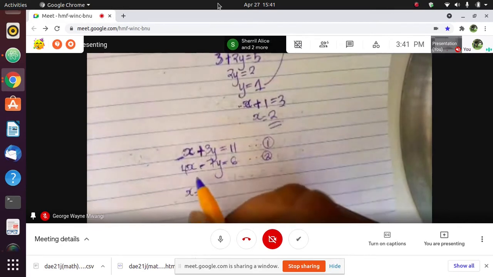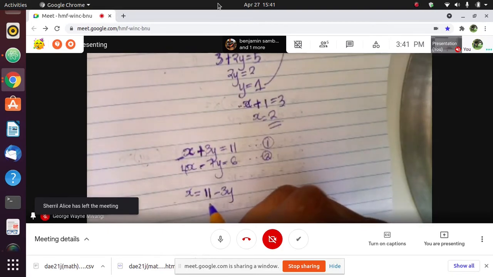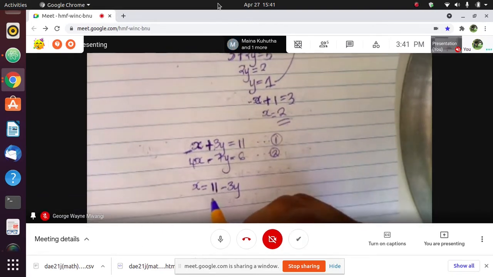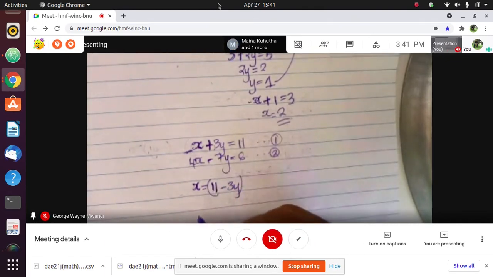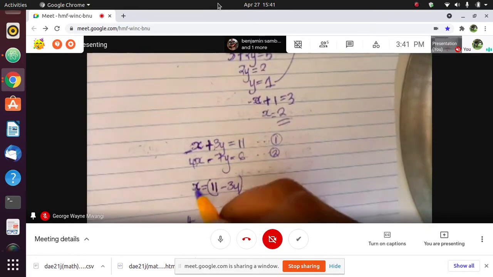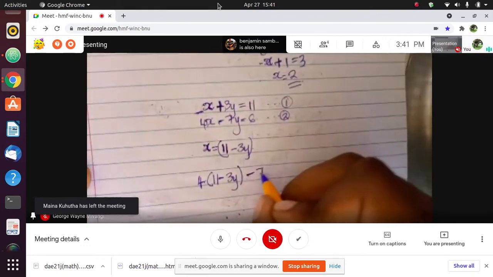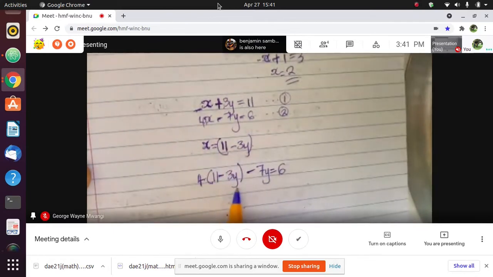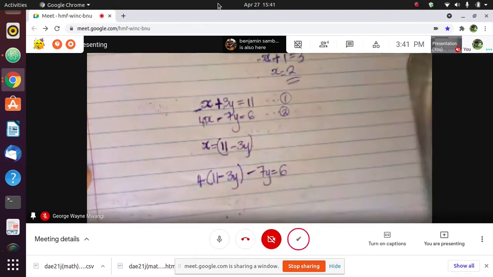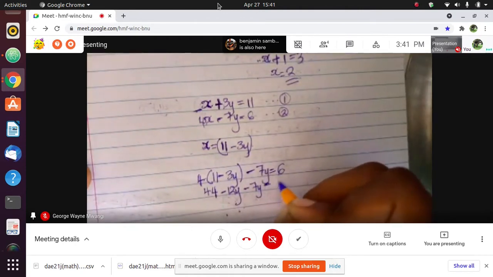When we make x the subject, x is 11 minus 3y. Okay? Are we together? Yes. Now, we get that x is equal to 11 minus 3y. We go to the second equation and we replace the value of x with 11 minus 3y. Therefore, 4 times 11 minus 3y, minus 7y is equal to 6. Now we no longer have two unknowns, we only have the unknown variable y. So opening this bracket, we get 44 minus 12y minus 7y is equal to 6.